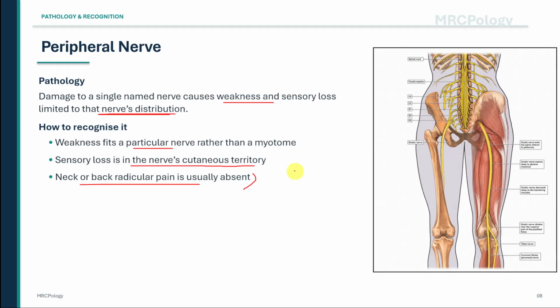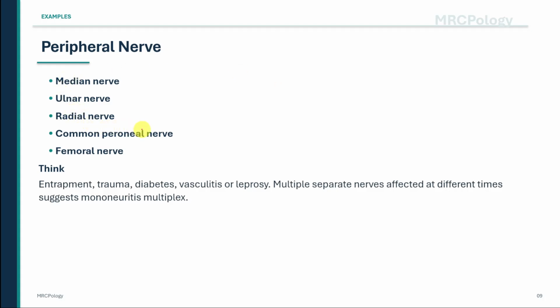In PACES, you could say, the pattern of weakness and sensory loss corresponds to a single named peripheral nerve, suggesting a mononeuropathy. Common examples include median, ulnar, radial, common peroneal, and femoral neuropathies. A median nerve lesion may cause weakness of thumb abduction and opposition, with sensory symptoms affecting the thumb, index finger, middle finger, and radial half of the ring finger. The exact pattern depends on the level of the lesion.